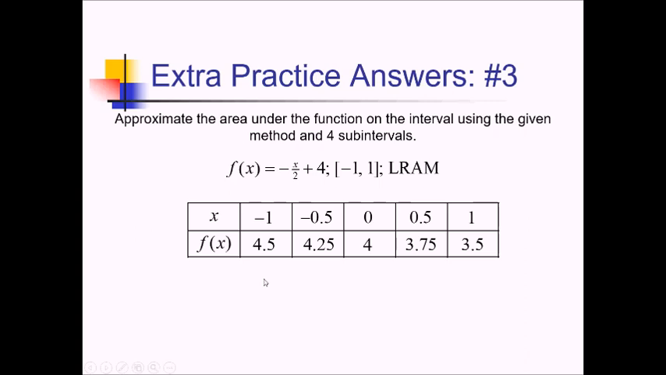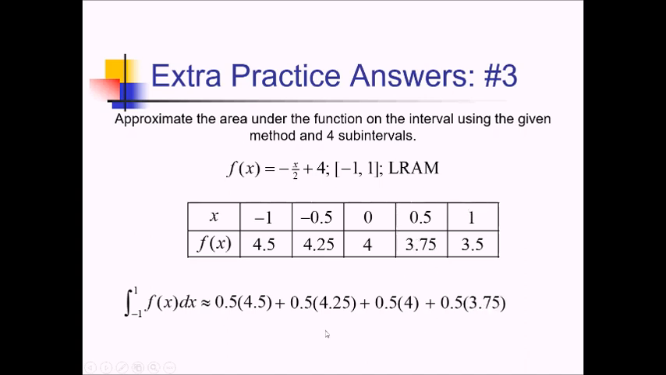I'm going to have the base of each of these rectangles times the left endpoint height of the rectangle. So integral from -1 to 1 of f of x is approximately equal to, and here's our first rectangle, base of 0.5 times a height of 4.5. And again, notice the approximately equals. And then my next rectangle, I have a base of 0.5 still times the height of 4.25. So we're just using the left endpoints of each of these. Then 0.5 times 4. And finally 0.5 times 3.75.